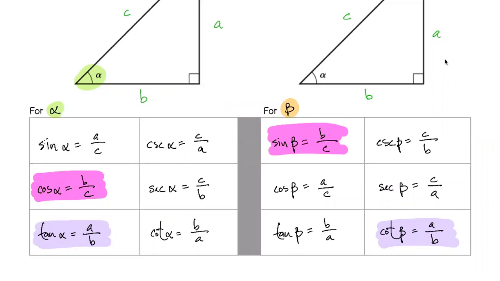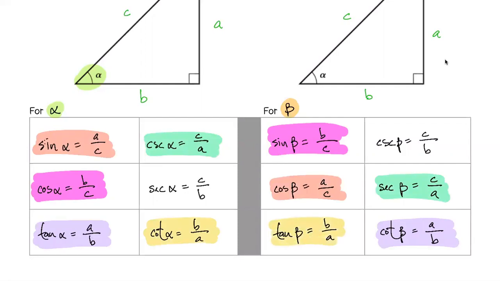Cosecant alpha is C over A and secant of B. Oh yeah, that's C over A too. Good. All right, so we found three pairs. What else? Sine of alpha is A over C. And oh yeah, cosine of beta is A over C. Huh, interesting. Cotangent alpha is the same as tangent beta. Good. And then does it work out? Is this last pair the same too? Secant alpha. Yeah, that's the same as cosecant beta. Whoa.